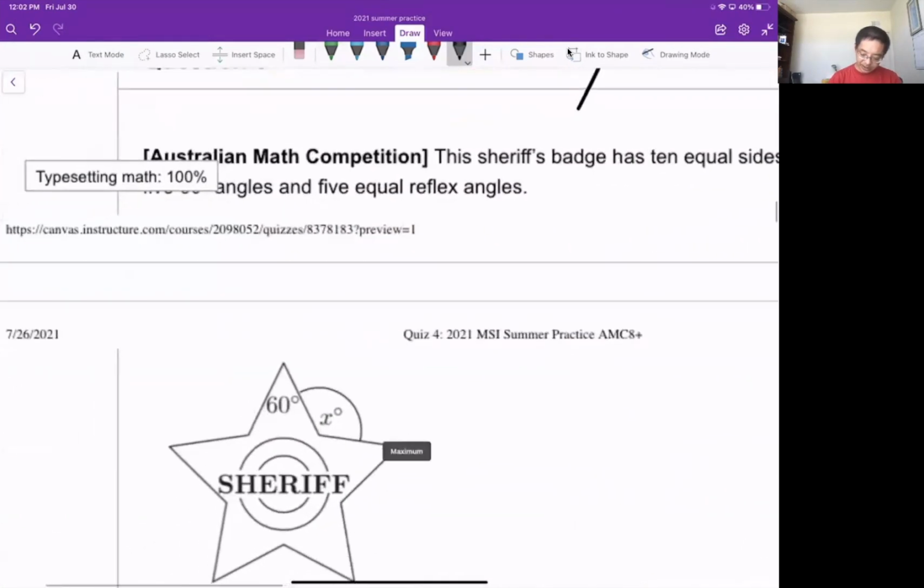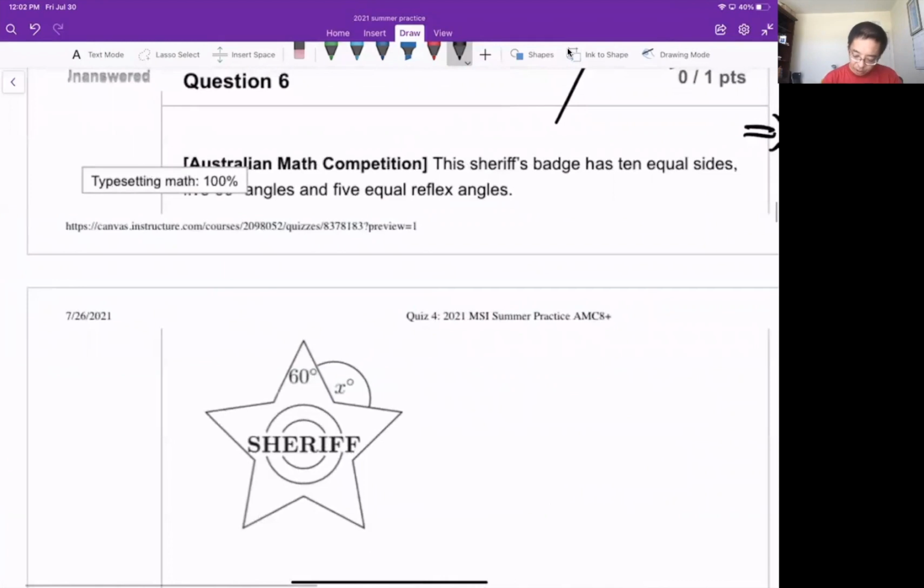Question number 6. The following is a sheriff badge that has 10 equal sides, right? So those sides are all the same, and then the angles are all the same. So here it's marked as 60. So each of them are 60, 60, 60, and 60. And x is the angle we need to find out.